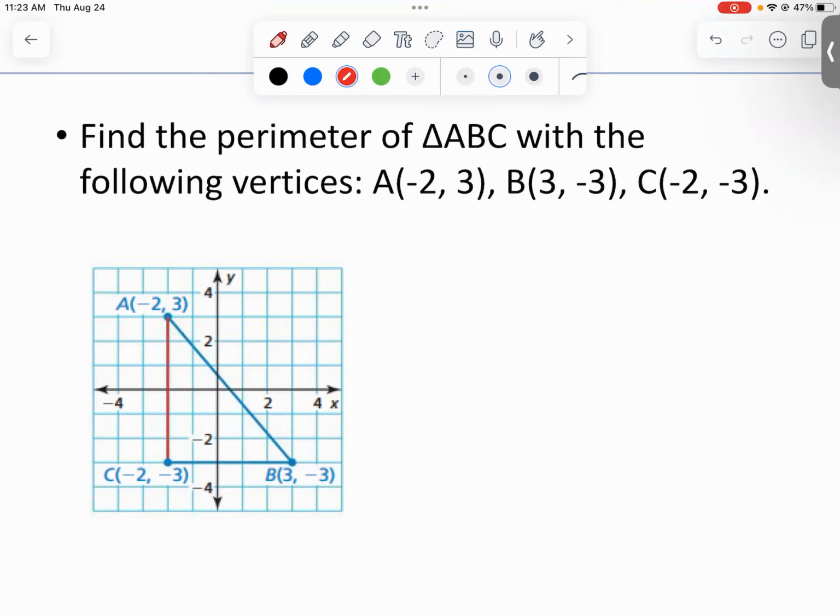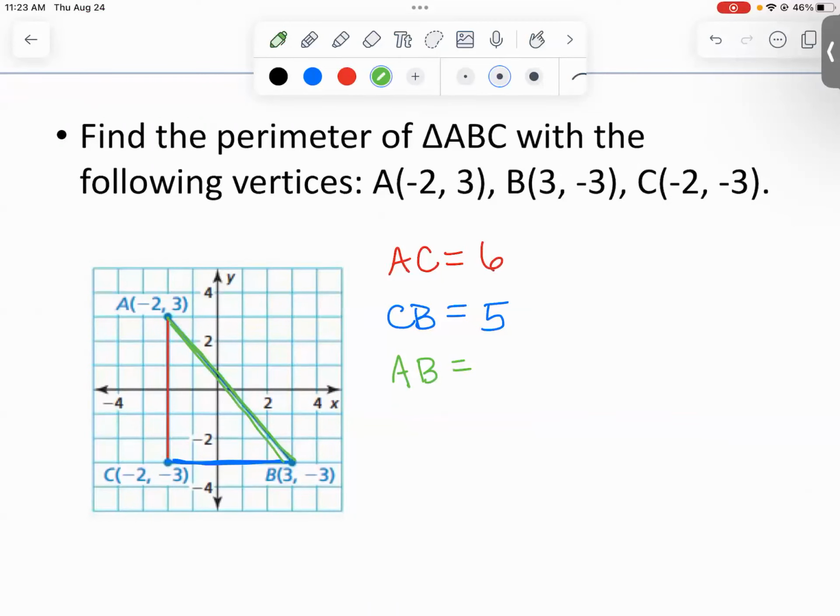How long is side AC? 6. 1, 2, 3, 4, 5, 6. Okay, what about CB? 5. All right, how are we going to find AB?